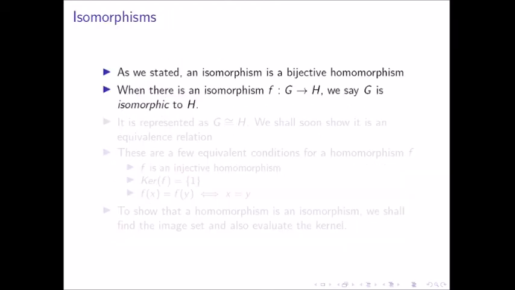As we stated, an isomorphism is a bijective homomorphism. When there is an isomorphism f from G to H, we say G is isomorphic to H. But why are we doing this? We never say that a group is homomorphic to another group. In fact, we showed that any two groups have a homomorphism between them. So does this tell that two groups might not have an isomorphism between them?